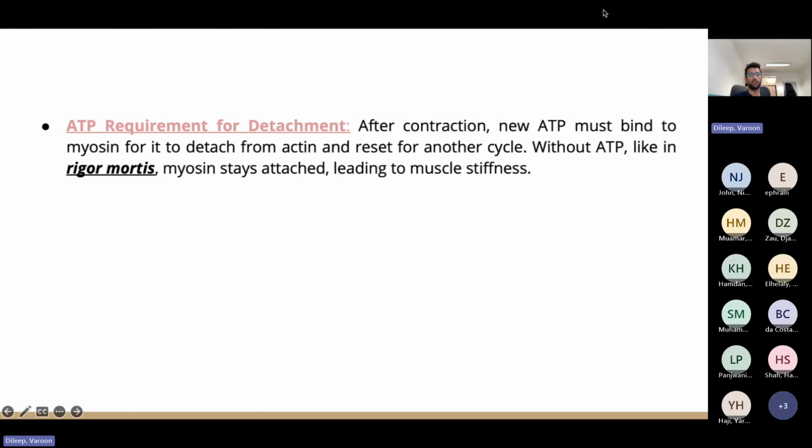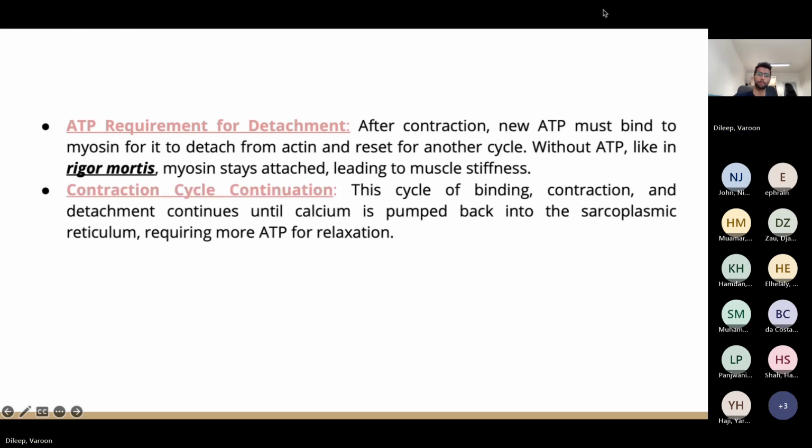What will happen is, if there's no ATP here, this will stay in the same contracted position and it will result in rigor mortis, which means muscle stiffness. This usually happens after a person's death when there's no muscle contraction happening. And contraction cycle continuation: the cycle of binding, contraction and detachment continues until the calcium is pumped back into the sarcoplasmic reticulum, and it requires more ATP for its relaxation.